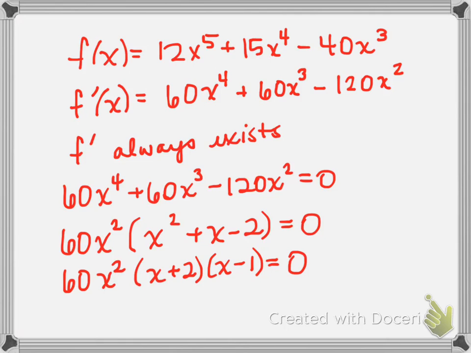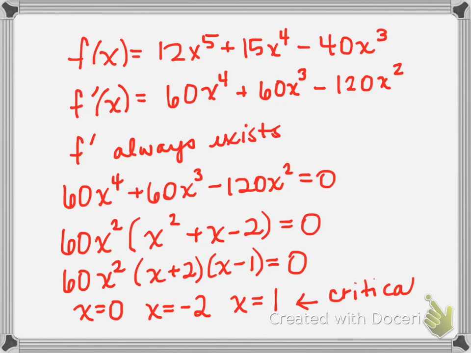And now in order for this left-hand side to equal 0, one of the factors has to be 0. So x squared equals 0, which means x equals 0. Or x plus 2 equals 0, which means x equals negative 2. Or x minus 1 equals 0, which means x equals 1. These are my three critical values. If I had values where the derivative did not exist, they would be our critical values together with these three, but our derivative always exists, so I have three critical values.